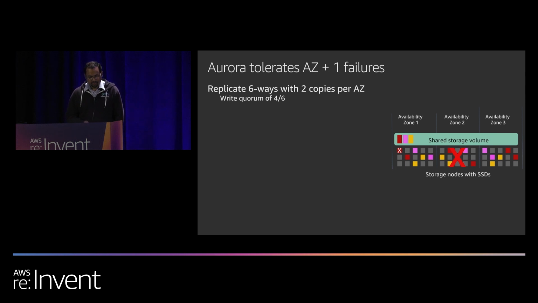So how does Aurora deal with that? We replicate 6 ways. Tobias mentioned it briefly. We have 3 availability zones that we use for any database cluster. We put 2 copies per availability zone, and we use write quorums of 4 out of 6.